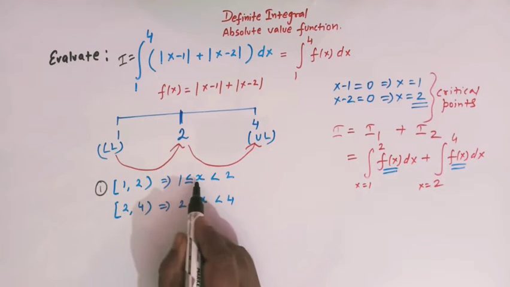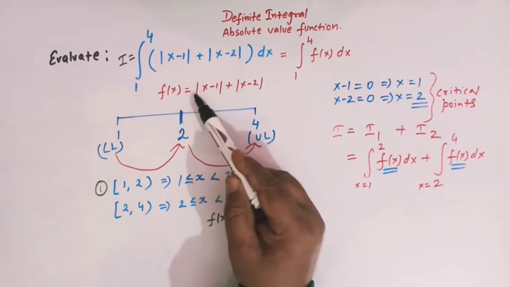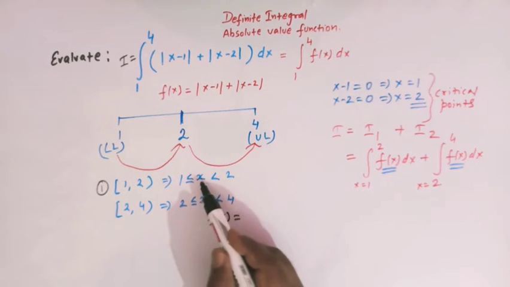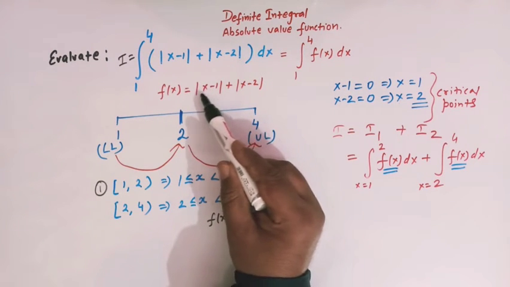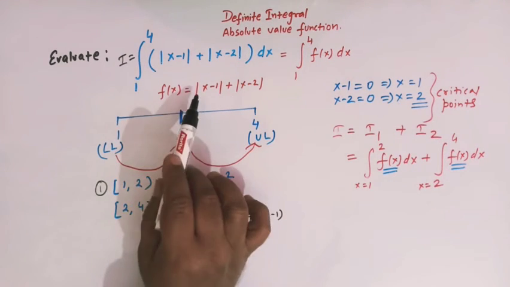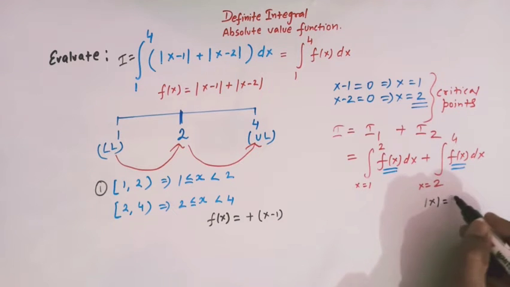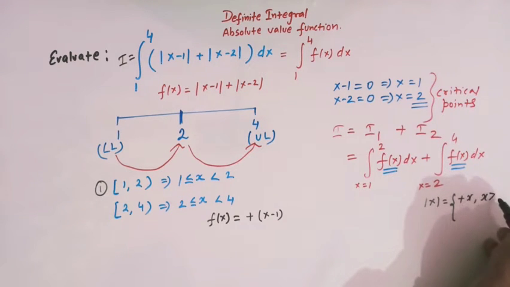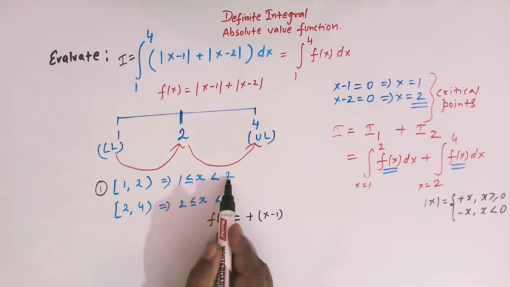So when x lies between 1 and 2, then f of x is equal to, see here we have mod of x minus 1, right? So when x lies between 1 and 2, then obviously x minus 1 is a positive number. So here we have plus x minus 1, right? So here we are utilizing the definition of absolute value function, which says that mod of x is equal to positive x whenever x is greater than or equal to 0, and negative x whenever x is less than 0, right? So now mod of x minus 1 is equal to positive x minus 1 because x lies between 1 and 2, right?